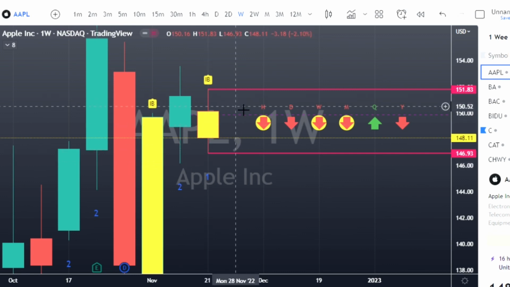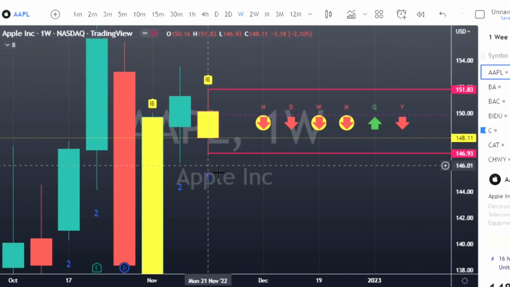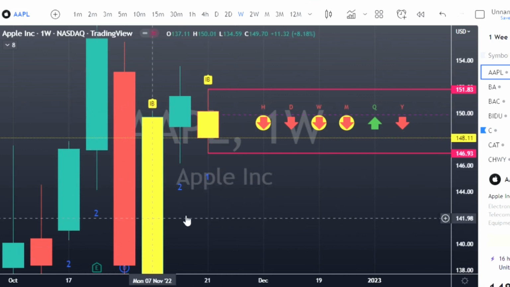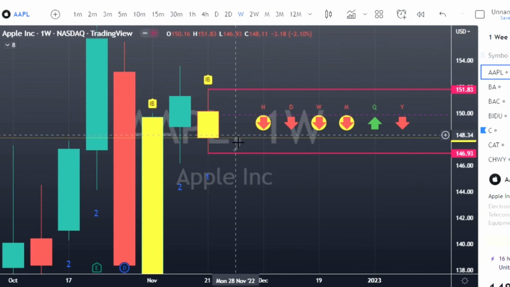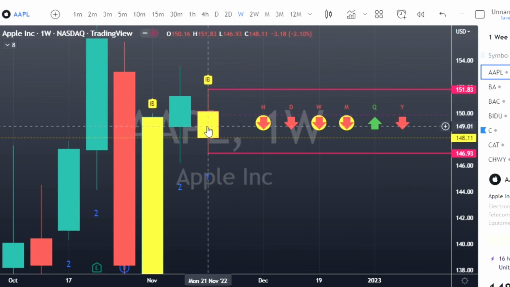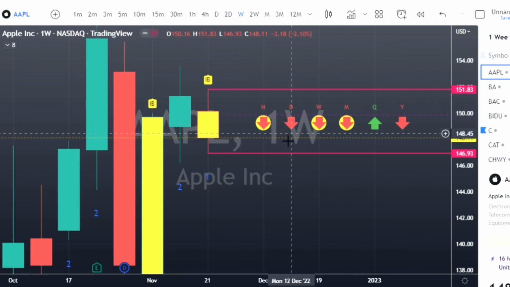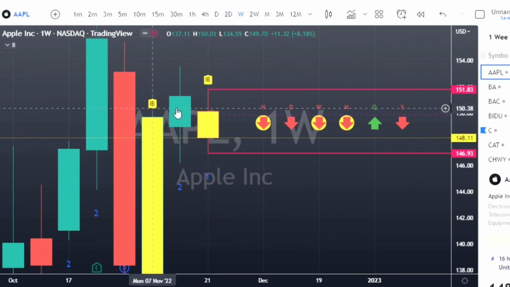Now, the reason I have a trigger on both sides is because we have an inside bar, or a 1 bar. You notice those candlestick numbers. That's part of the indicator I created, as is the yellow inside bar, the time frame continuity, and a bunch of other things that are included with that indicator.